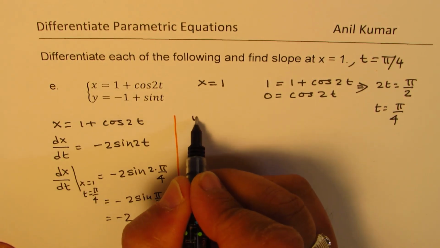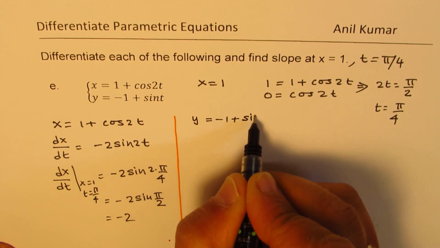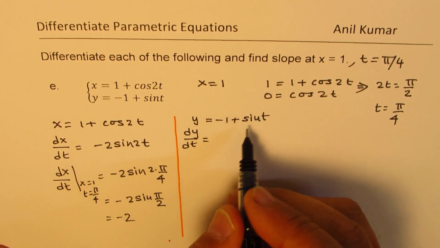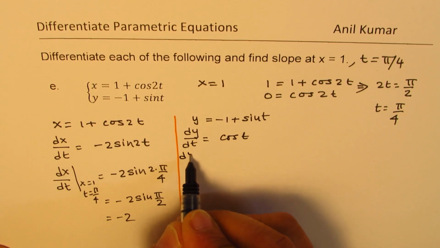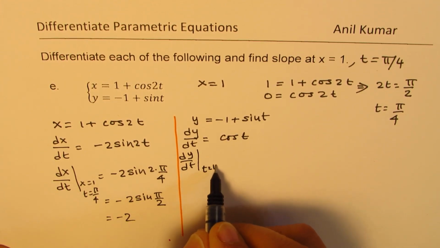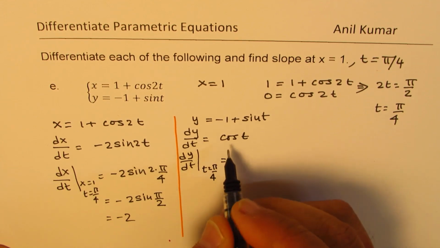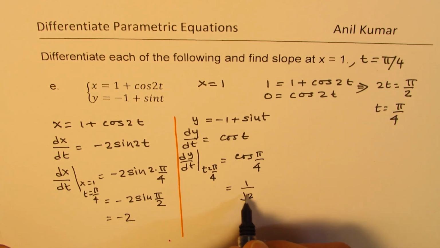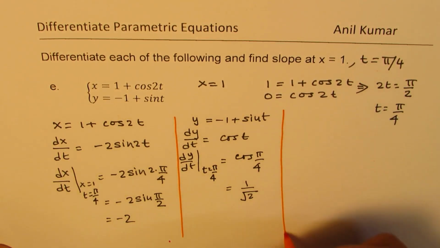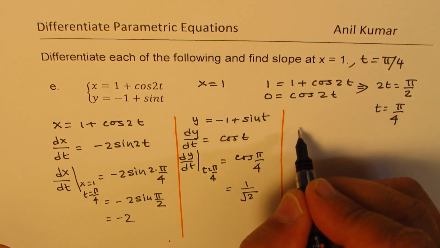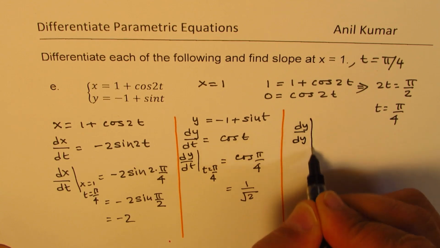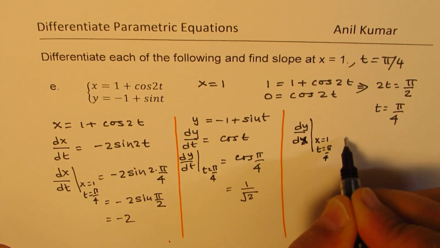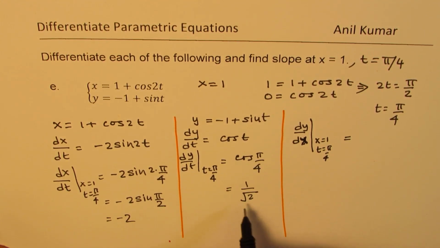Now let's differentiate y with respect to t. So we get dy/dt equals cos t. Now dy/dt for t equals pi by 4 is equal to cos of pi by 4. Now cos of pi by 4 is 1 over square root 2, correct? So now we can find what is dy/dx when x equals 1 and t is pi by 4, right?